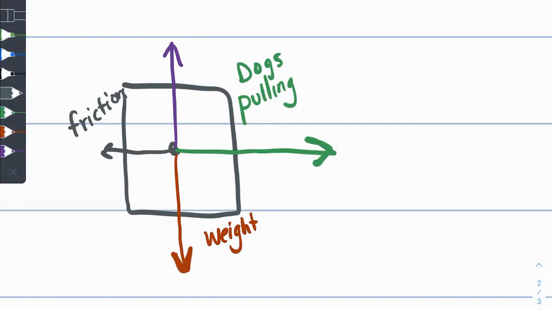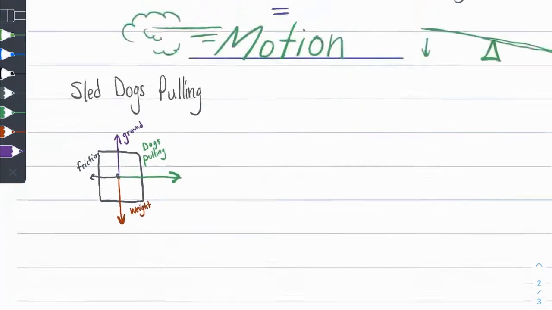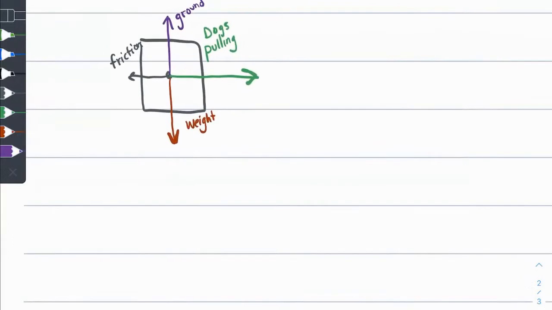And that could be like of the snow, because you can imagine if we were on grass, then the friction might be even larger. And then the up arrow, our purple arrow, is the force of the ground pushing up on the sled. So if we take all of these arrows and put them side by side, the ground arrow and the weight arrow are equal in size and opposite in direction. So there's no motion in the up and down direction.